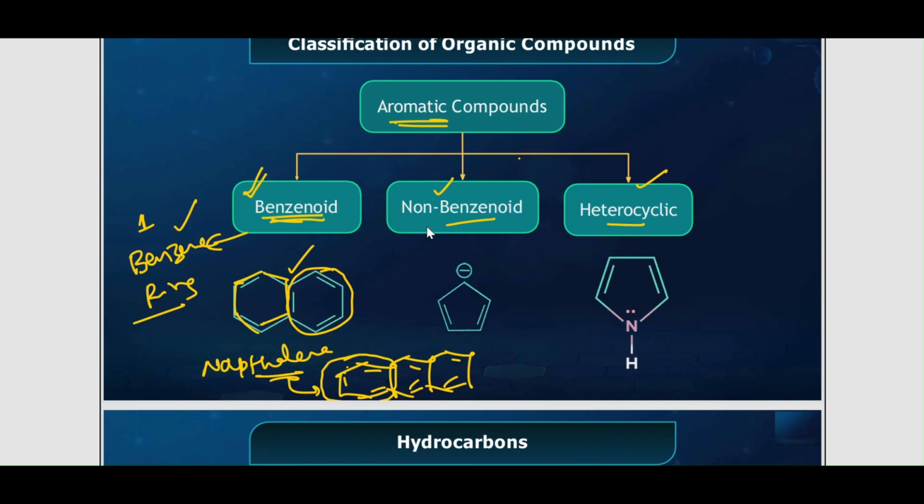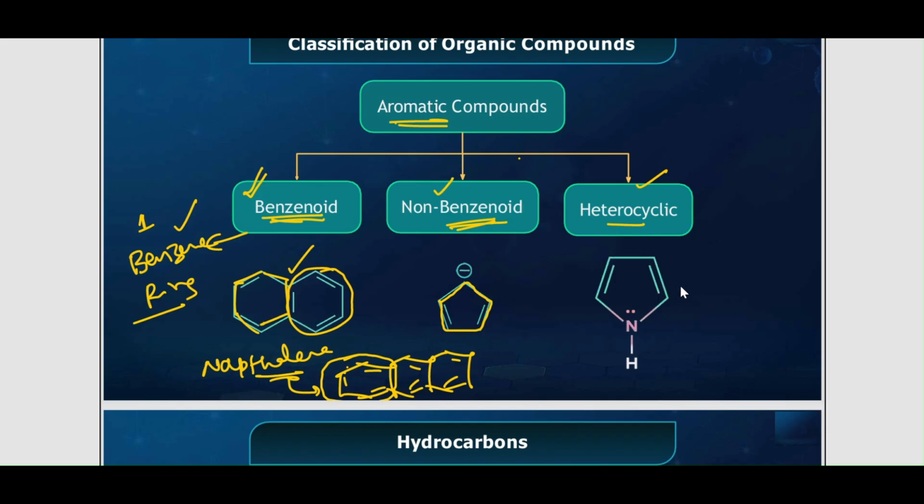Clear? Now come to the non-benzenoid. What is meant by non-benzenoid? Non-benzenoid is nothing but a carbon compound that does not contain a benzene ring, and it is in a cyclic format. It is a cyclic compound and it is aromatic. So how do we identify aromatic? We will discuss in the next sessions, right? So non-benzenoid is also aromatic, but it does not contain a benzene ring.